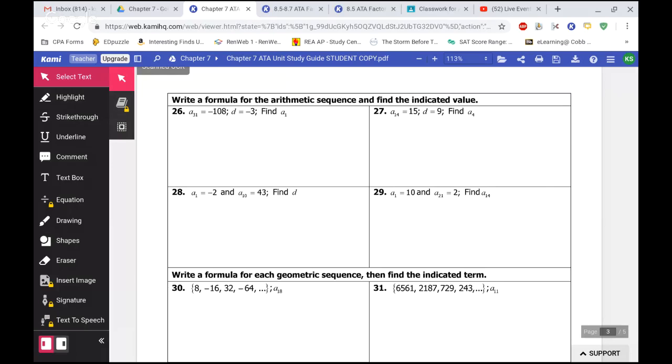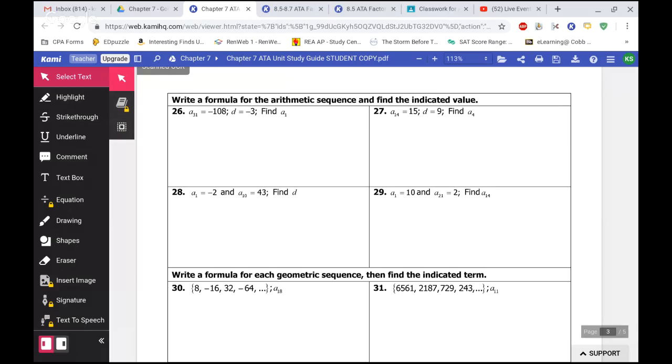Anyway, so write a formula for the arithmetic sequence and find the indicated value. On these, we're supposed to find A1 on number 26. What you're going to want to do is take the information that you have and put it in the formula so that you can figure out what you don't have. Does that make sense? Yes.